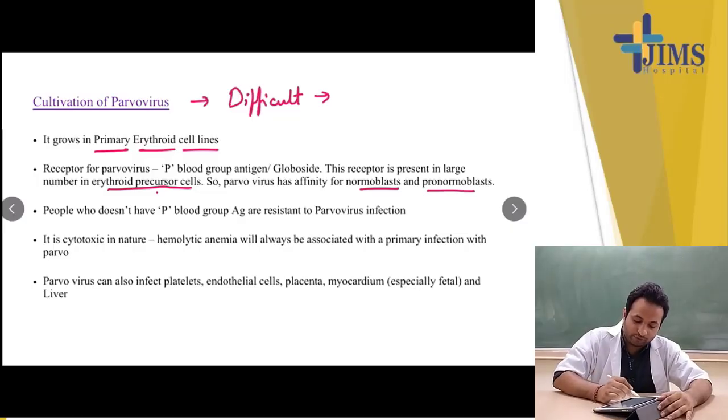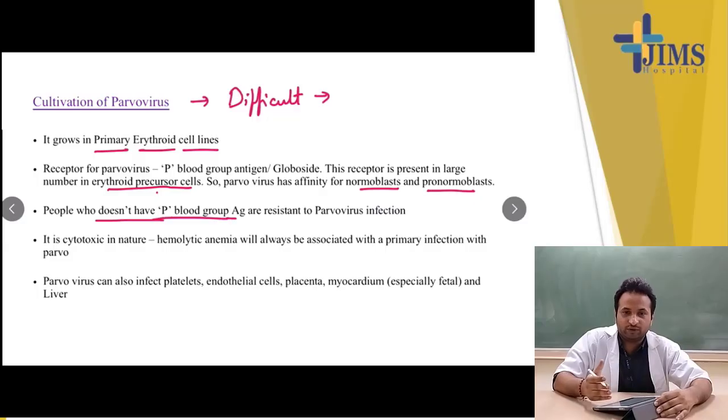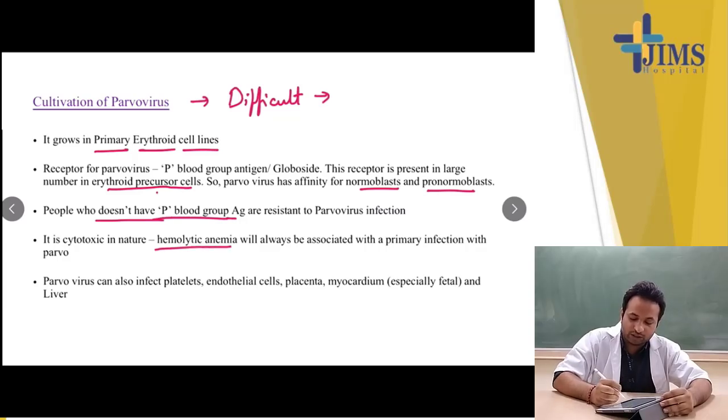Okay. So if a person is devoid of the P blood group antigen, does not have P blood group antigen, he is resistant to any parvovirus infection. Now all the cells which the parvovirus infects become cytotoxic. So this is because some hemolytic anemia will always be associated with a primary infection with parvovirus. So if a patient has a hemolytic anemia, he is going to have a primary infection of parvovirus.